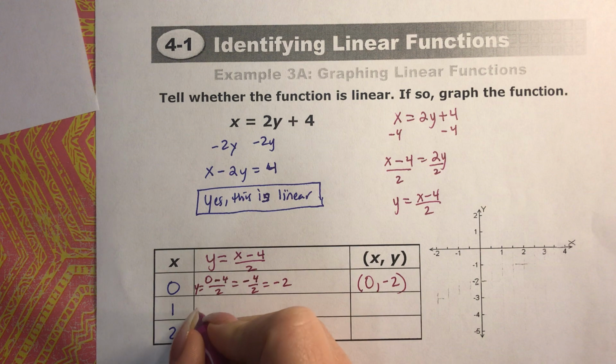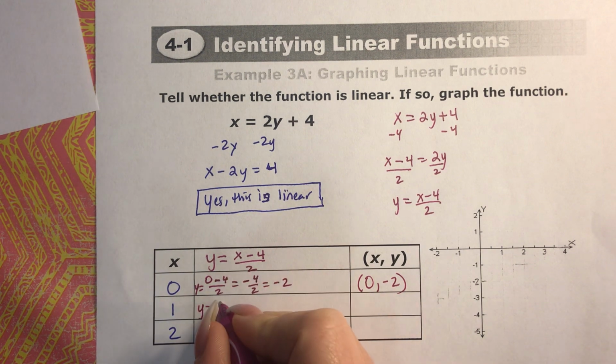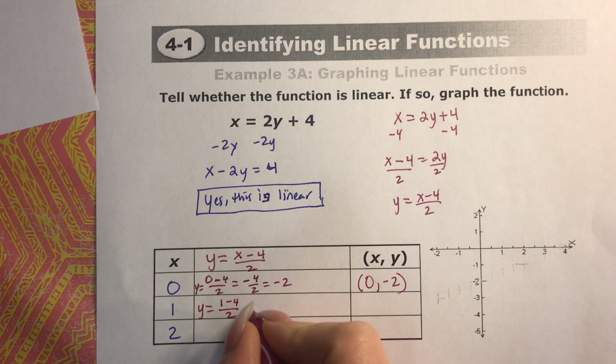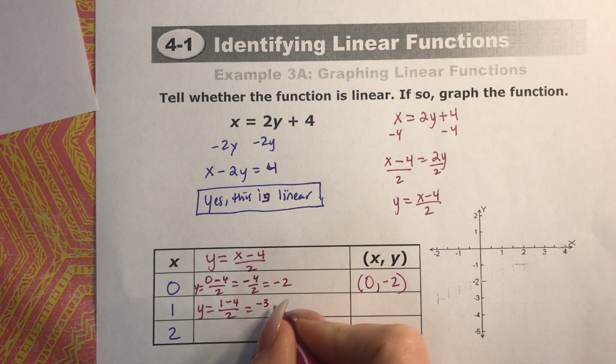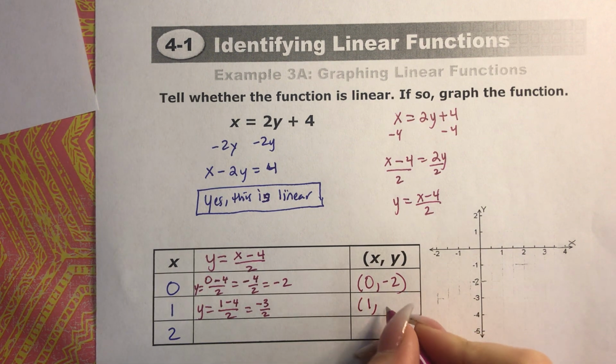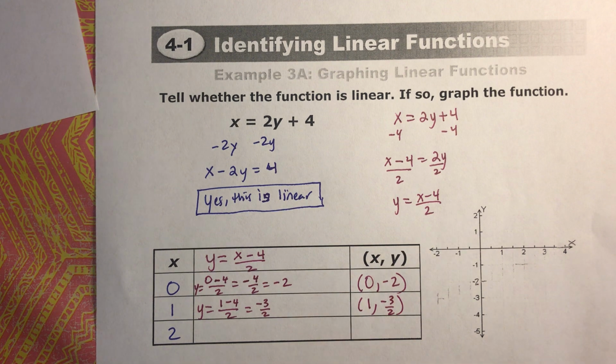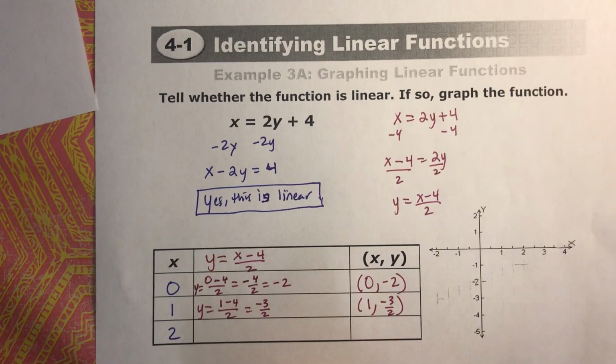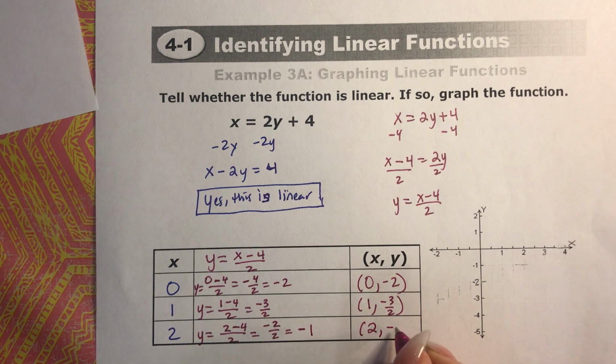Okay, now I'm going to do the same thing for sticking 1 in for x. 1 minus 4 all over 2. 1 minus 4 is negative 3 over 2. I'm just going to leave it like that. So 1, negative 3 over 2. We know 3 over 2 is the same thing as 1.5, so it's negative 1.5, but I'm just going to leave it as an improper fraction. Then we're going to do the same thing for 2. So y equals 2 minus 4 all over 2. So 2 minus 4 would be negative 2 over 2, which leaves us with negative 1. So we end up with 2, negative 1.